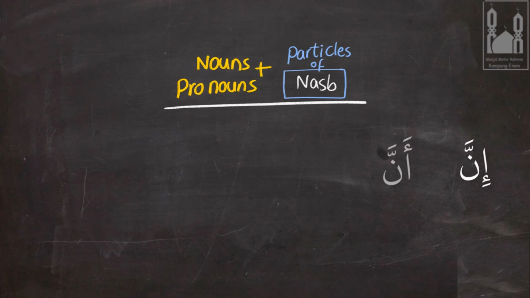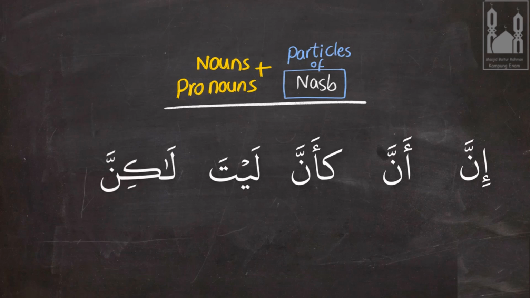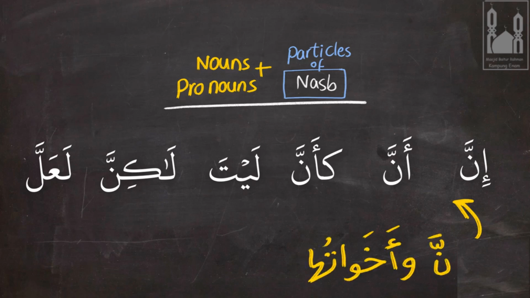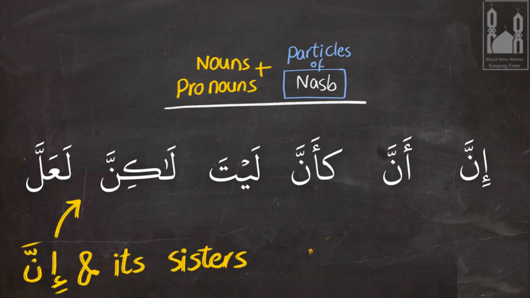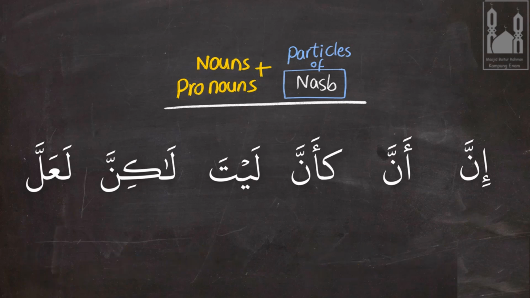Inna, anna, ka'anna, layta, lakinna, and la'alla. These 6 particles are also called inna wa akhawatuha, or inna and its sisters. The easy thing about these particles is that there are no exceptions in terms of how they affect the nouns coming after them, which is causing them to have nasb, which is in most cases given by means of fatha.